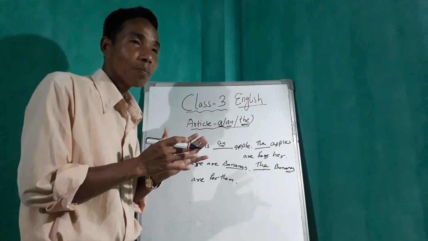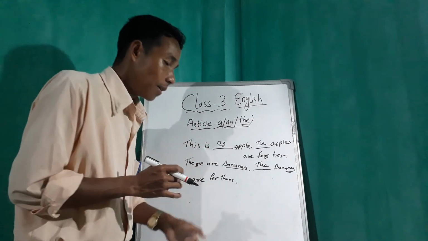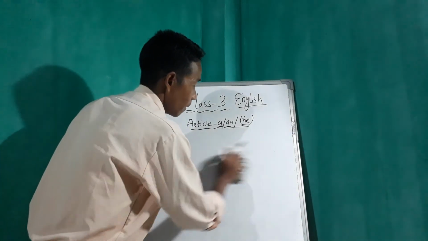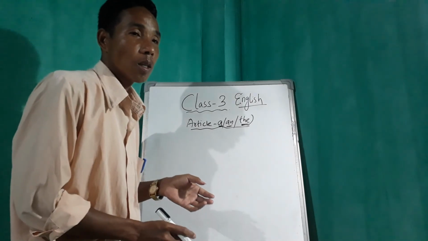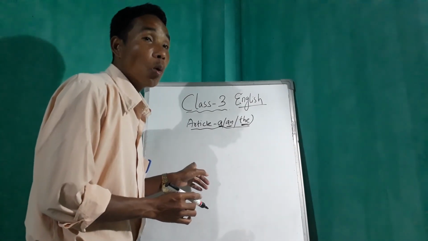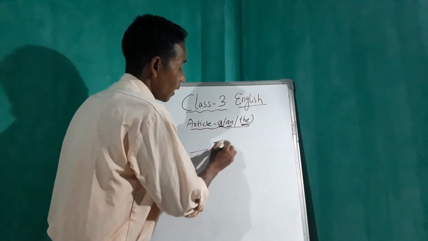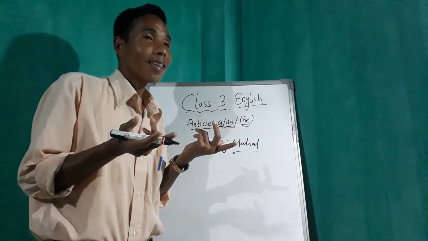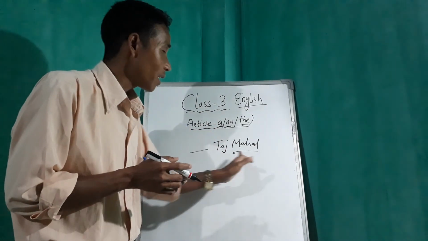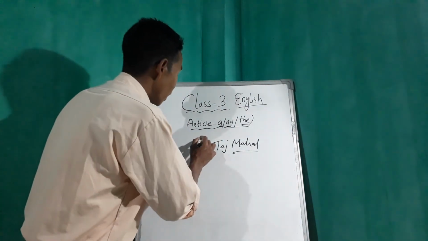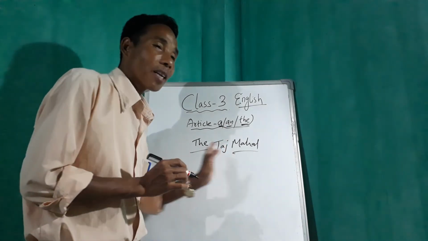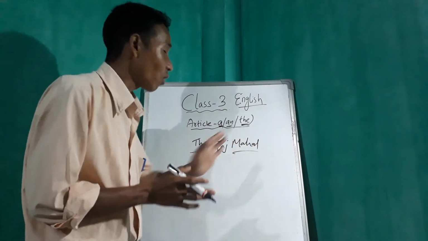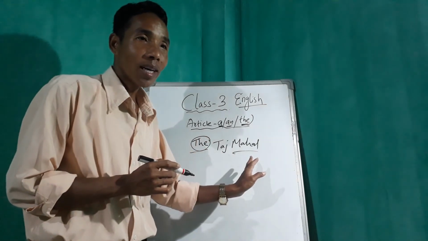Can you do it by yourself? Okay, suppose, the bird. So, here, monuments. Suppose the name of a monument, Taj Mahal. Have you heard about the Taj Mahal, children? Where is it? Yes, it is in Agra. So, it is the name of a monument, Taj Mahal. So, what do you have to put here? The Taj Mahal. The Red Fort, the Qutub Minar. Before the names of monuments, what will come? The. Have you got it?